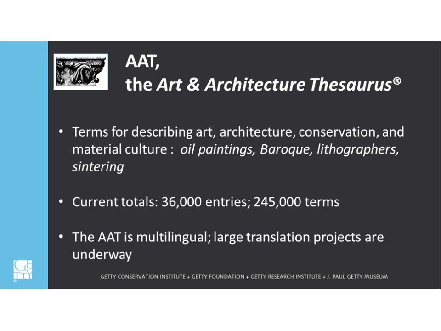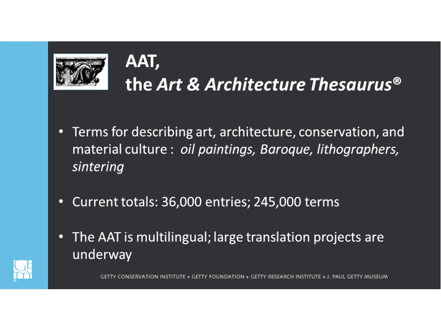At the moment, there are 36,000 entries in the AAT, represented by 245,000 terms, because obviously, as I showed you in the previous examples, one concept or object or style, we call them a concept in thesaurus construction, can be represented by multiple terms.